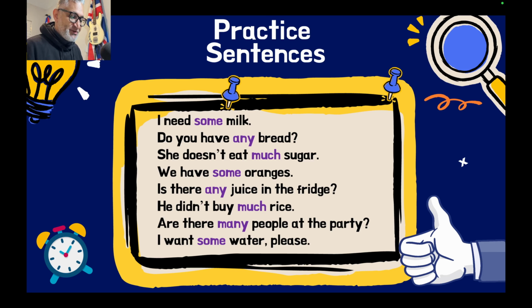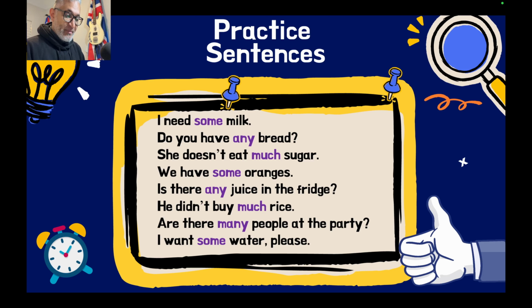We have some oranges. Is there any juice in the fridge? So for questions here, you're gonna use any, okay? Most of the times you're gonna see any for questions and negative sentences. This is how you can memorize this, guys. Is there any juice in the fridge?